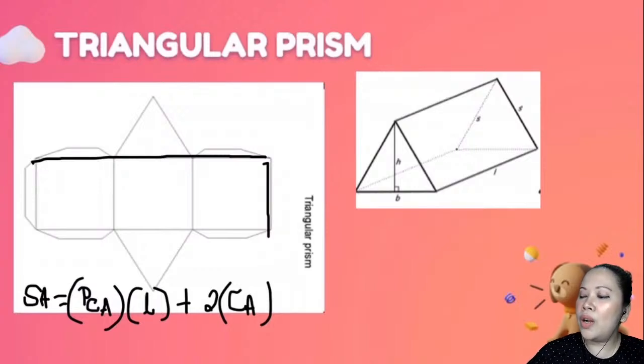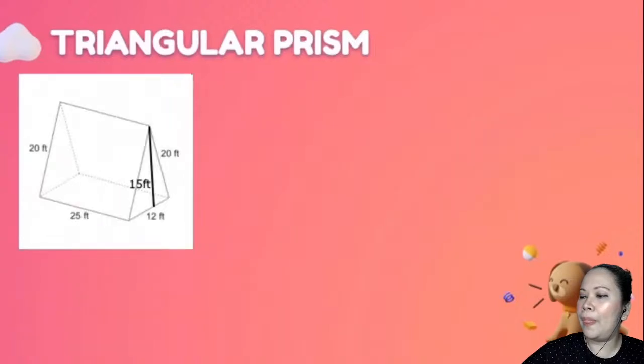Okay, so the formula for the cross-sectional area would be dependent on what shape it is. For this case, we have to use the triangle's area formula to find the cross-sectional area's value. All right? Okay. So what if I have this? So again, how do we do it?